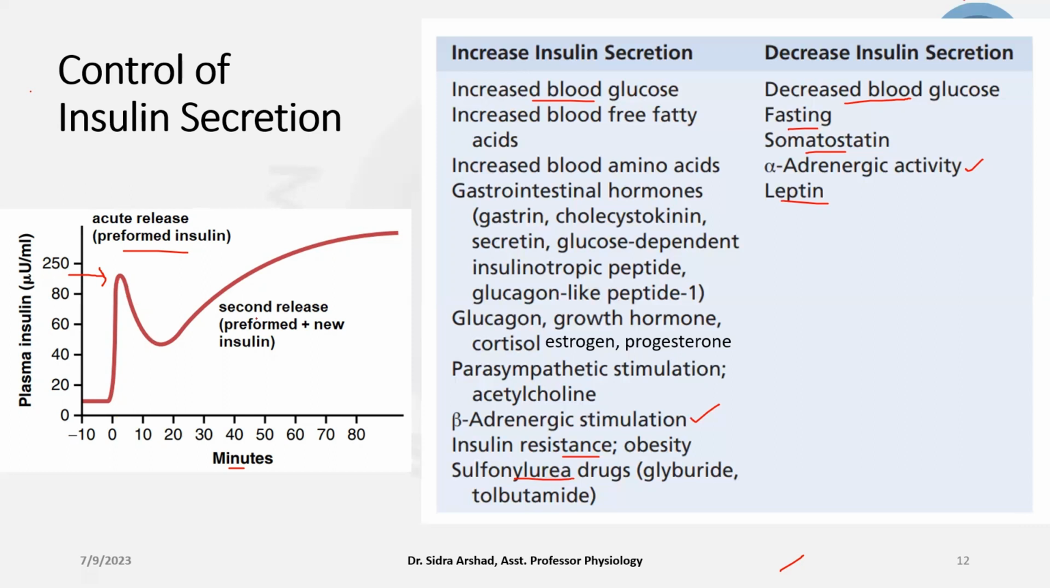However, there is a second phase of increased insulin release. In this phase, the insulin levels increase markedly. It follows after a few minutes, about 15 to 20 minutes, as you can see from this graph. After 15 to 20 minutes, there is a second surge of insulin. It is brought about by the release of preformed and new insulin.